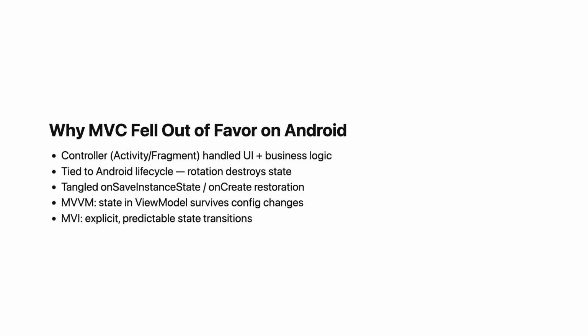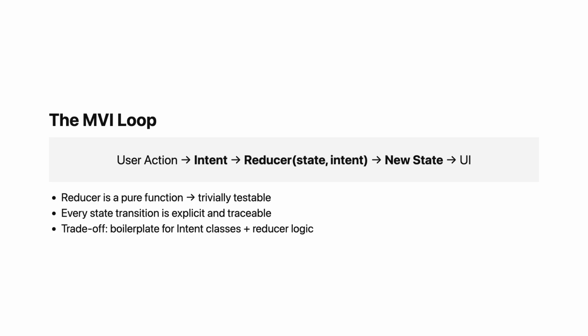Let me briefly touch on MVC, because understanding why it failed on Android helps you understand the problems MVVM and MVI were designed to solve. In MVC, the controller, which in Android was the activity or fragment, handled both UI logic and business logic. It observed the model, updated the view, and handled user input. The problem was lifecycle. The controller was tied to the Android lifecycle. When the screen rotated, the activity was destroyed, and all your state was lost. You ended up saving state in onSaveInstanceState, restoring it in onCreate, and managing a tangled mess of lifecycle-aware code. MVVM solved this by moving state to a view model that survives configuration changes. MVI refined it further by making state transitions explicit and predictable. The evolution was driven by real pain, not by theoretical preferences.